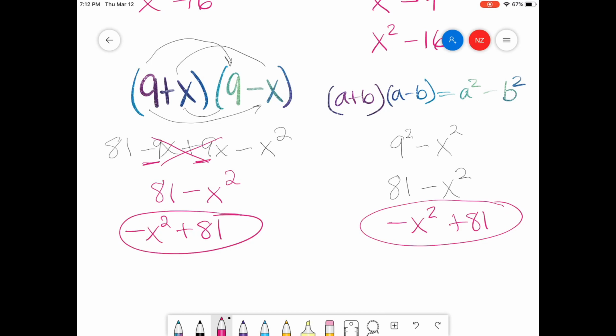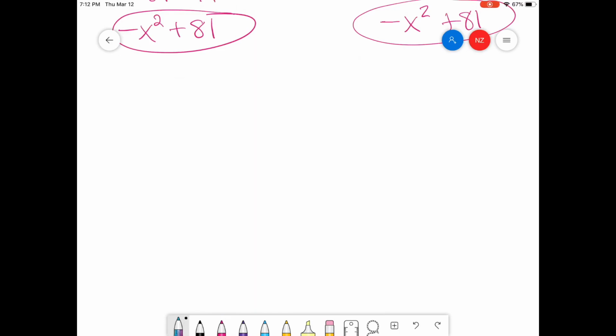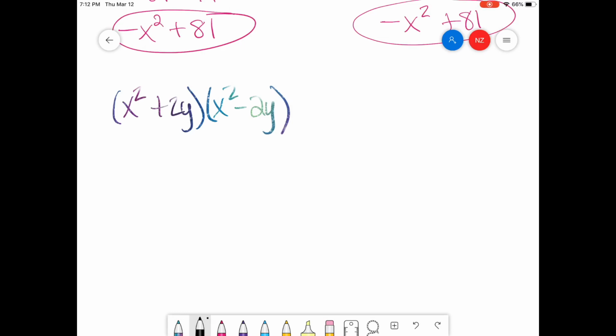Let's say we have x squared plus 2y, and then x squared minus 2y. We've got a lot going on in this problem, but I know this is a special case because a matches here, x squared and x squared, and then 2y and 2y for b, and then I have a plus and a minus sign. So I know this is a special case.